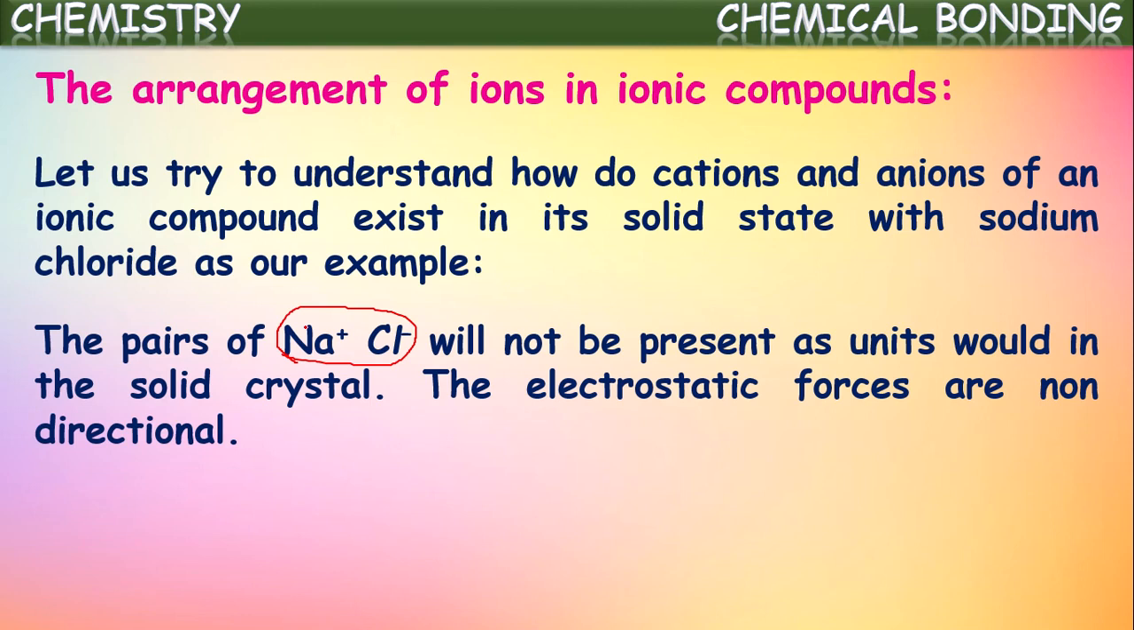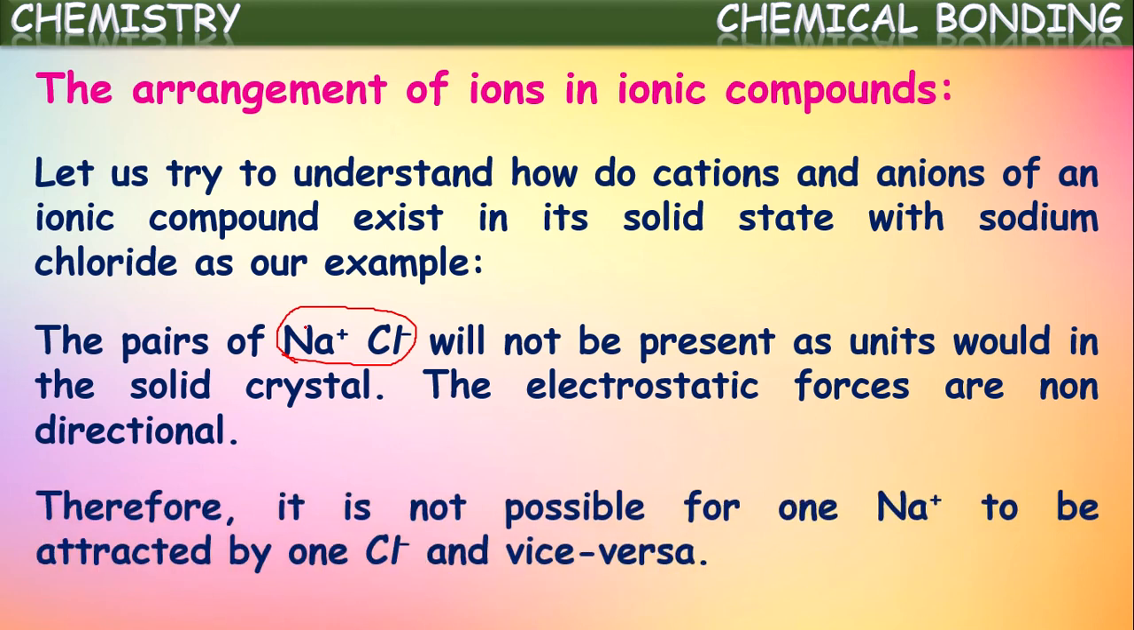They exist with so many oppositely charged ions in the crystalline form. Therefore, it is not possible for one Na+ ion to be attracted by one Cl- ion. Vice versa, there won't be one Cl- ion attracted with only one Na+ ion. Each Na+ ion will be surrounded by so many Cl- ions from all the directions in the three-dimensional way. In the same way, each Cl- ion will be surrounded by a number of Na+ ions from all the directions in space. Thus, the NaCl crystal will be formed.